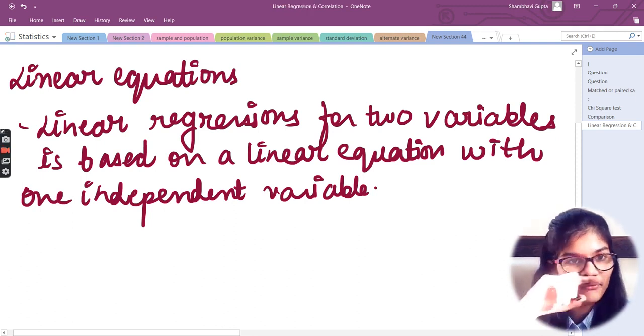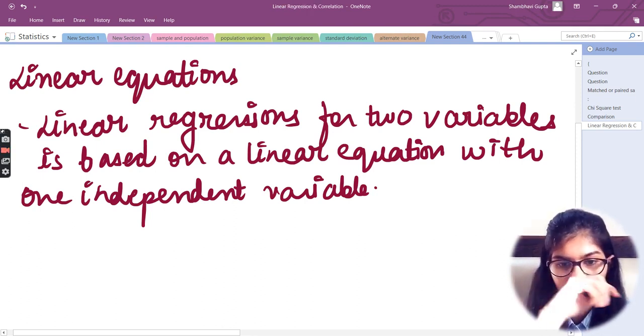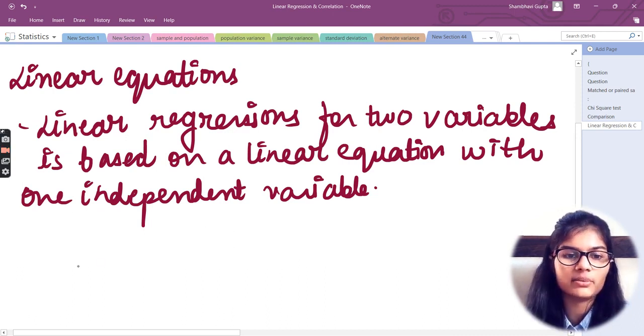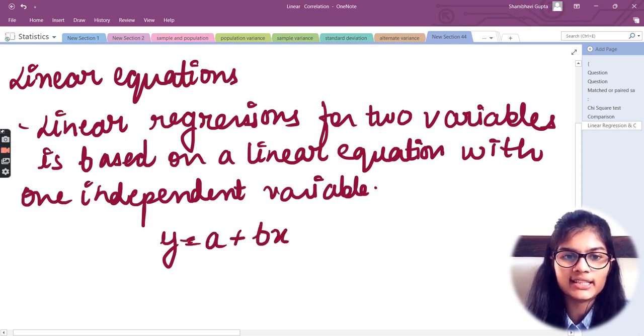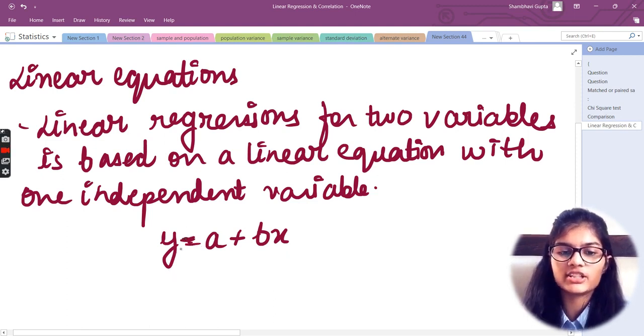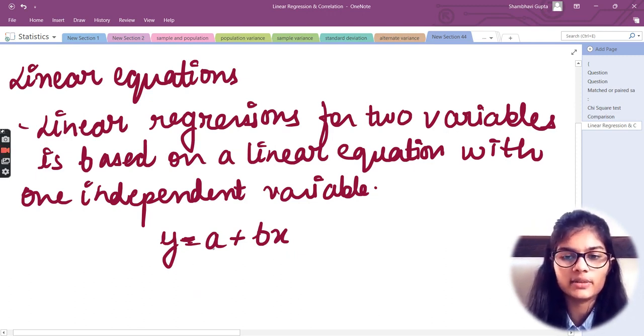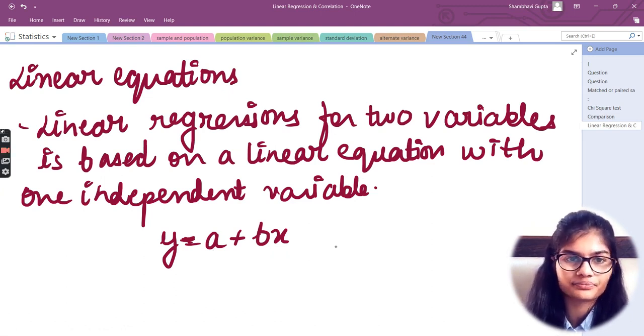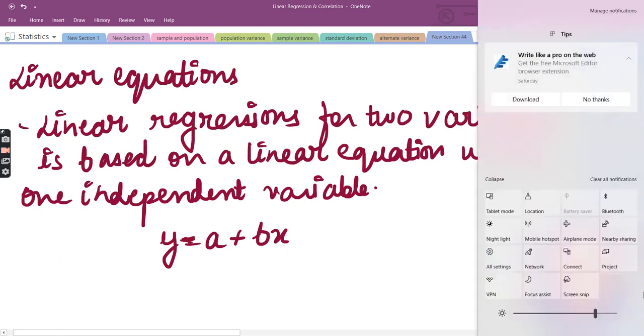now the form that we have here for linear equations is y is equal to a plus bx. Y is equal to a plus bx. I hope many of you are familiar with this form as well, because we get these things in our very early classes, right? We have already studied these things in our younger classes, right? So this is about linear equations for two variables.